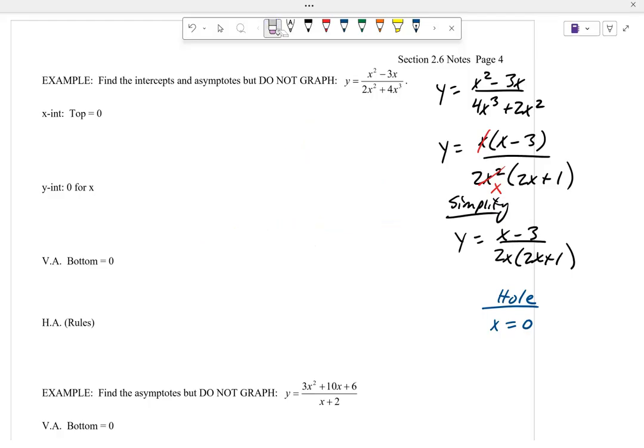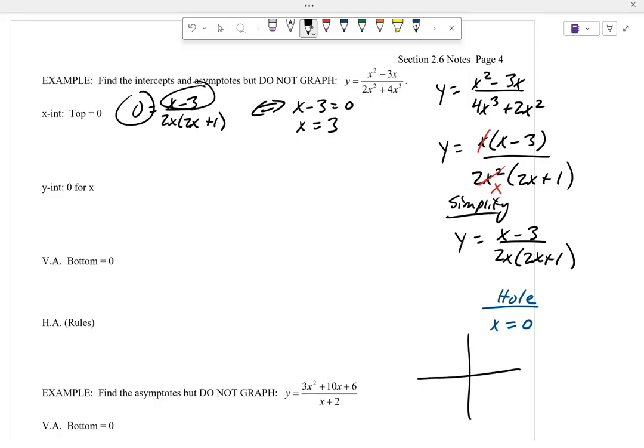Again, there's no graph required on this. To find an x-intercept, let y be 0. If this is true, then x minus 3 equals 0, right? So at x equals 3, we have an x-intercept. So if I was graphing it, I would have that x equaling 3. Y-intercept, let's let 0 be in for x. A simplified form.